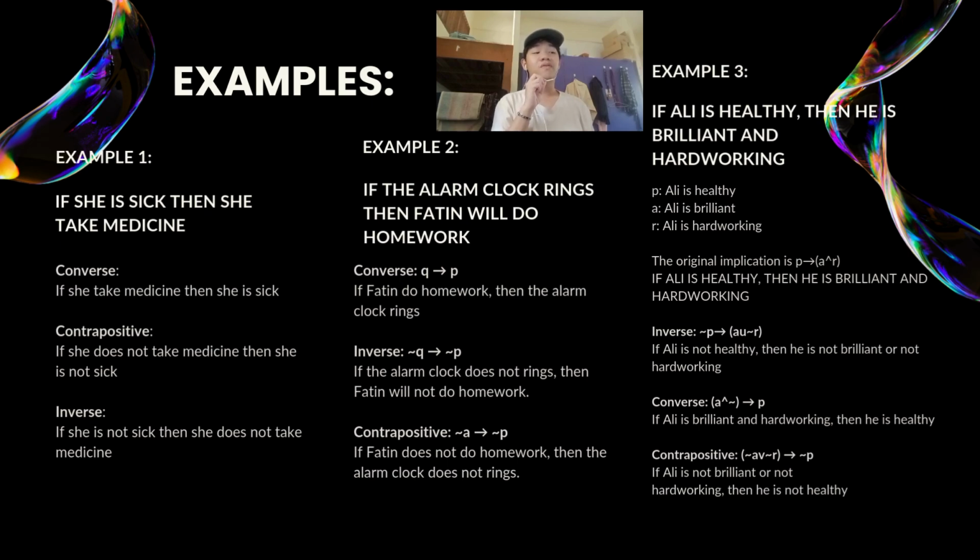So let's now get into its converse, inverse, and contrapositive. For its converse, P and Q will flip into Q implies P, and the sentence will become, if Fatin does homework, then the alarm clock rings. For inverse, the notation will become negation P implies negation Q. Thus, the statement will become, if the alarm clock does not ring, then Fatin will not do her homework.